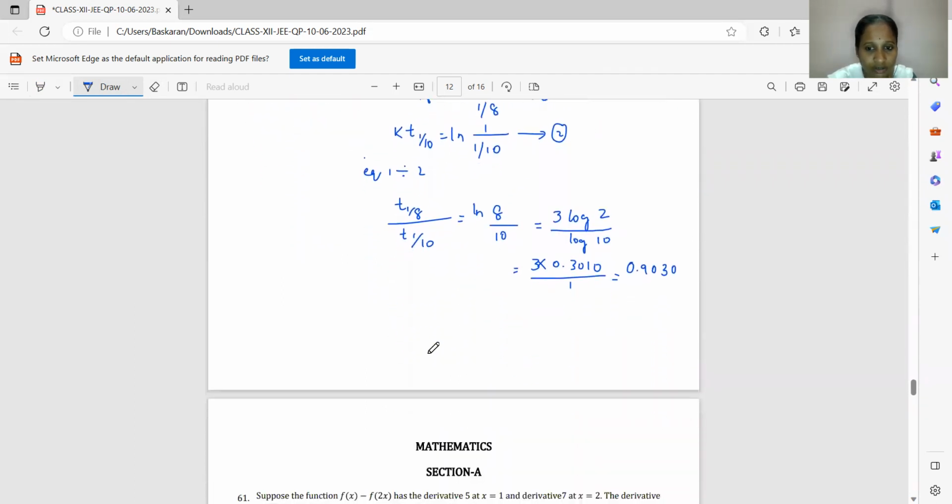So now they are asking in the question the product of this ratio into 10. So hence, what is that? So we know that the product of the ratio T1/8 by T1/10 into 10 is equal to 0.9030 into 10, which is equal to 9 approximately. So approximately we will round it off to 9, and this is the answer.